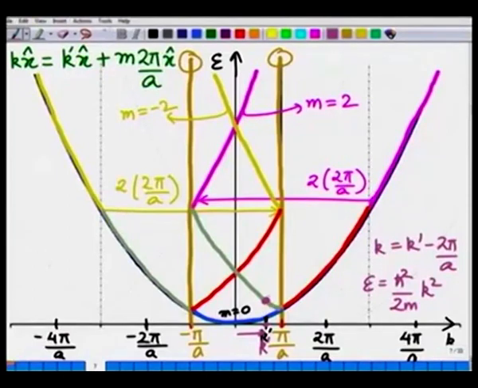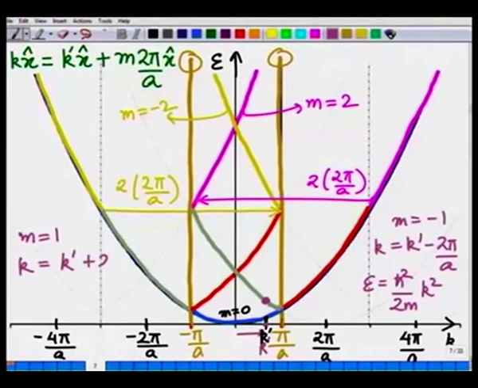Similarly, for the same k prime, if I took m equal to 1, in that second case, I would write k, using this k prime value here, plus 2 pi by a, and in that case again the energy will be calculated in the same way, and I will find the energy to be here.